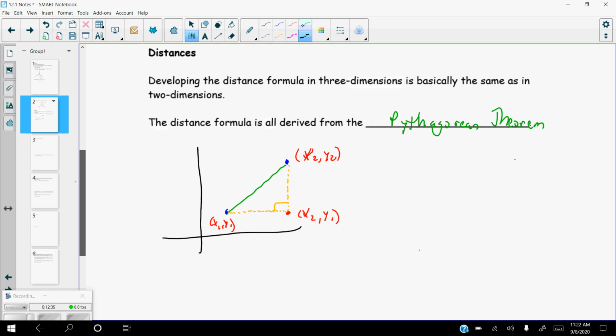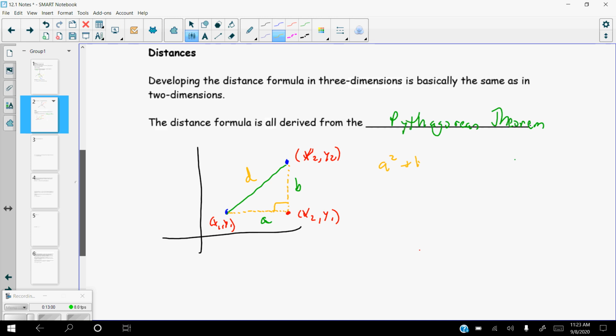Okay, let's try that again. If I want to find that distance, which we'll call A, and this distance, which we'll call B, the length of A, that side of the triangle, is just the difference between the 2 x values. So it's x2 minus x1. And remember, all this comes from the Pythagorean theorem. So really what we're trying to find is D, the distance of that green line.